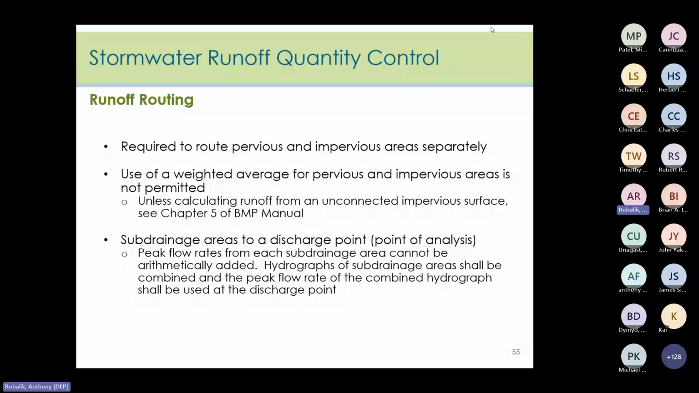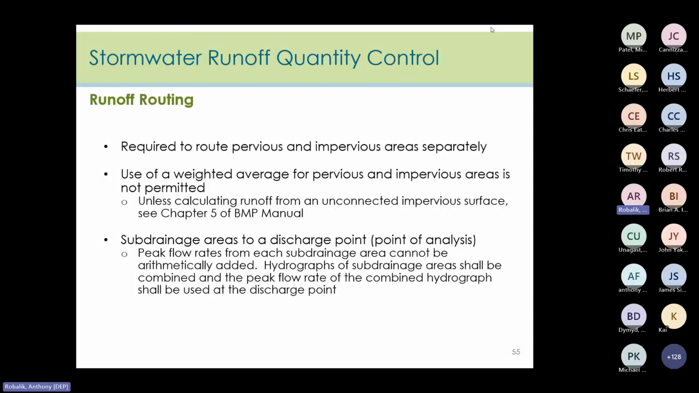So moving on to talk a little bit about runoff routing. So as you know, runoff from pervious and impervious areas is required to be routed separately, and this is something that is required in our stormwater management rules. It's the reviewer's job to make sure that this has occurred and that the areas are routed separately. This can be verified by confirming that the modeling printouts provided do not show a composite curve number.